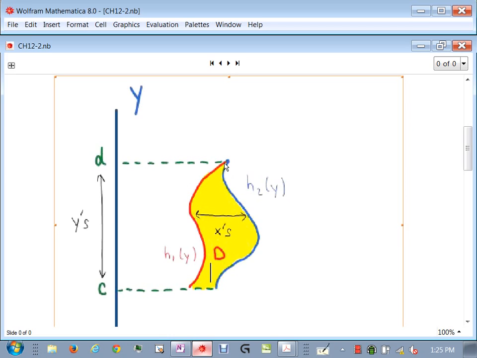Notice, though, that in this drawing, our y is stuck between the constants, so we use c and d instead of a and b. And our x's are stuck between two functions of y, because they're not functions of x, they're functions of y. And so we call them h1 and h2. So h2 is the one furthest to the right, h1 is the one furthest to the left.